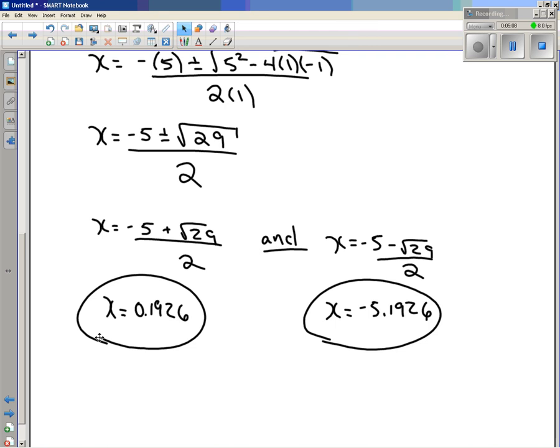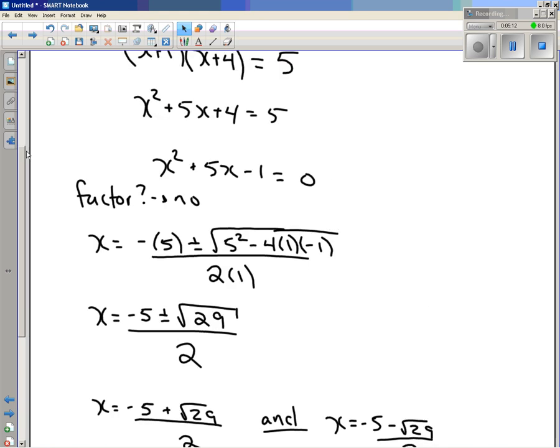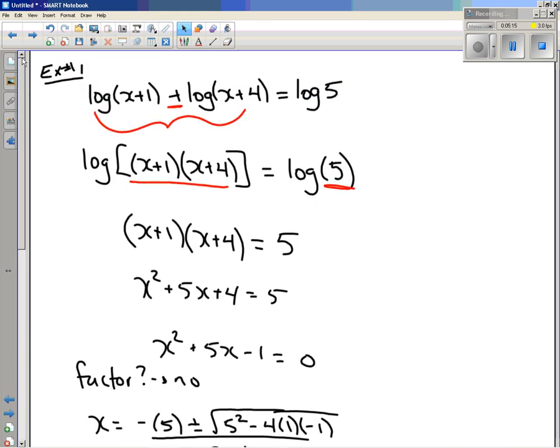We have to check our solutions though, because one of them may not be valid. So we go up to our original equation. What do we know about logarithms? What do we know about the value that we're taking the logarithm of? It has to be positive. Whatever is inside our logarithm has to be positive. We need this to be greater than 0.